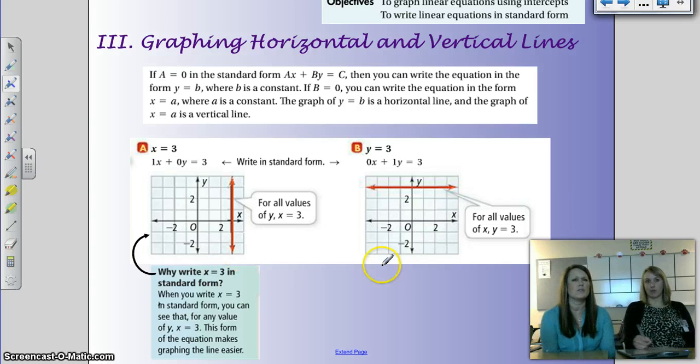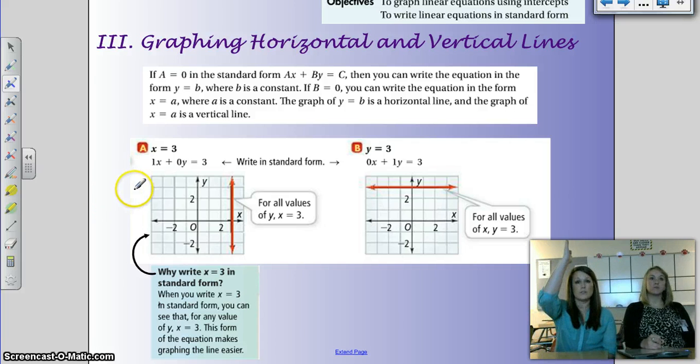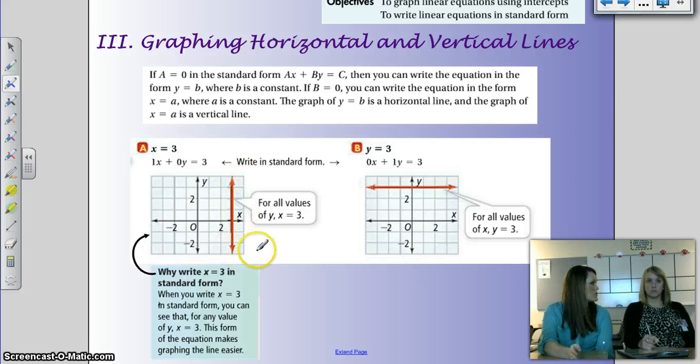Let's look and see what it says. Yeah. So in a, it says x equals 3. Okay. So then they wrote it in standard form. 1x plus 0y equals 3. Okay. So that makes more sense. Now I understand. So then that's a vertical line at 3 because x is 3. Always. Every time x is 3. So it's going to be right there on that line.